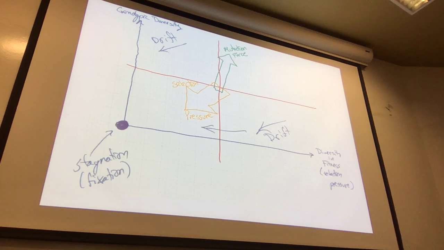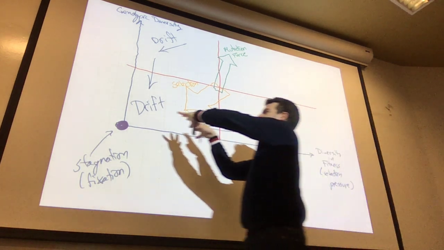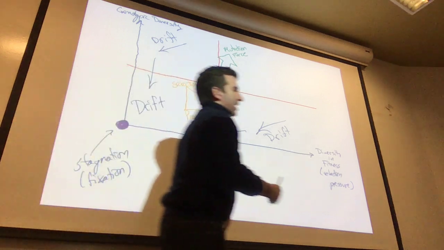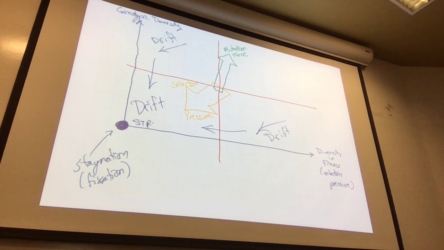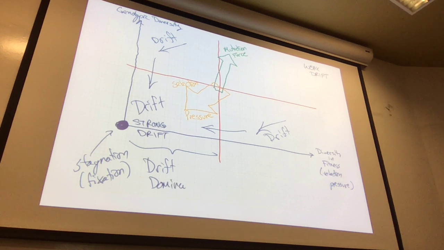And meanwhile, while all that's going on, you've constantly got drift, which is pulling you toward this stagnation point. As you can imagine, these vectors are getting closer and closer together here, so drift is strong here, this is strong drift, and this is weak drift out here. Another way to view that is, this is the region where drift dominates, and this is the region where selection dominates.